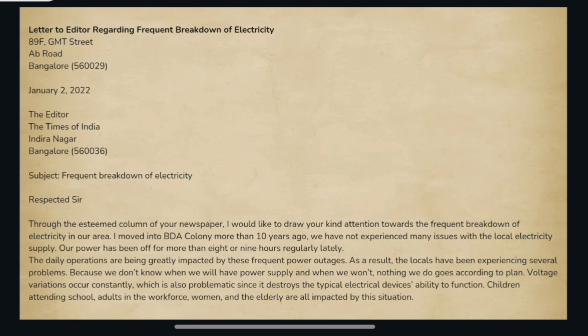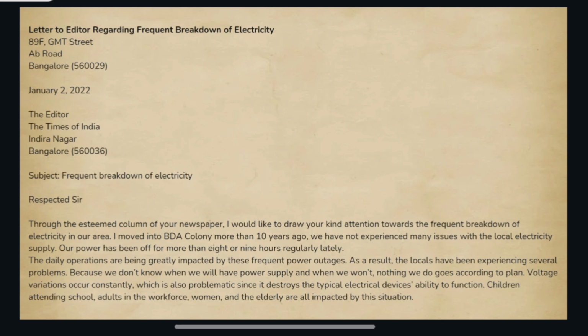The same format, sender's address, date, receiver's address, subject. Here we can say respected sir. And one line which you can repeat in each and every letter to editor is, through the esteemed column of your newspaper, I would like to draw your kind attention towards the. Then you will write the subject, frequent breakdown of electricity in our area.